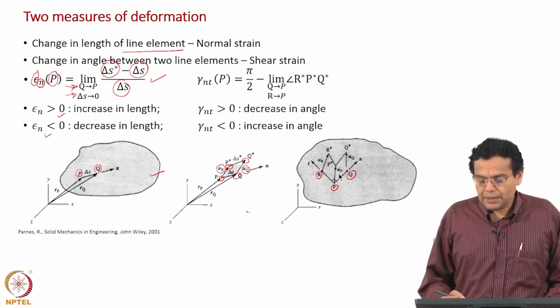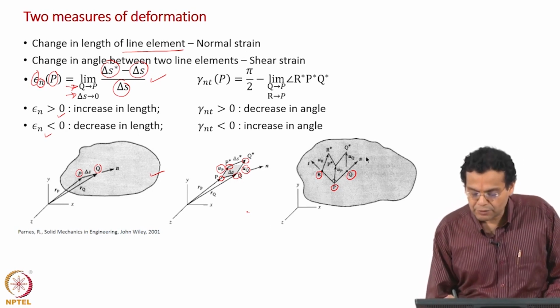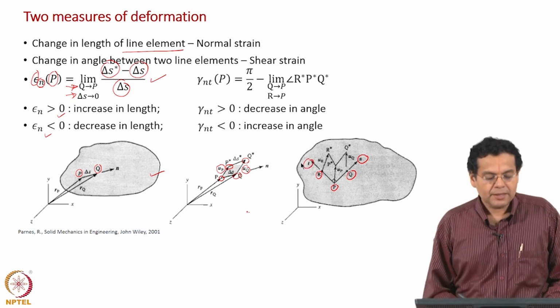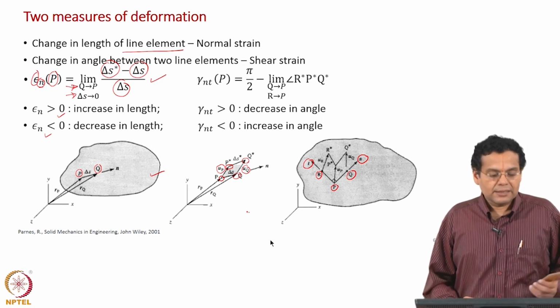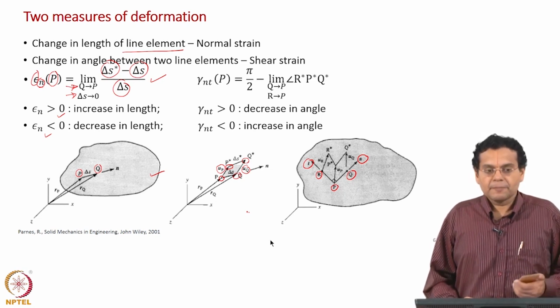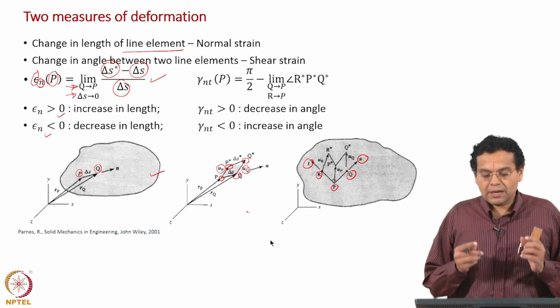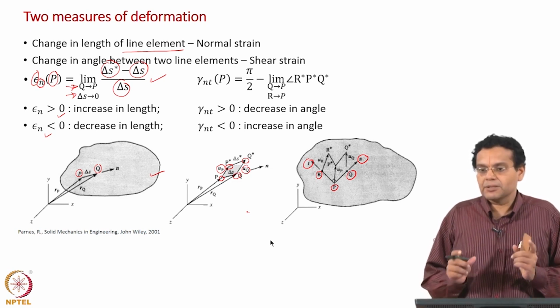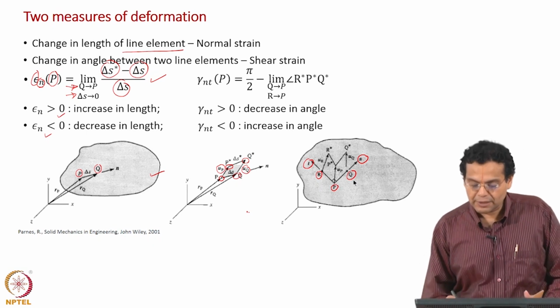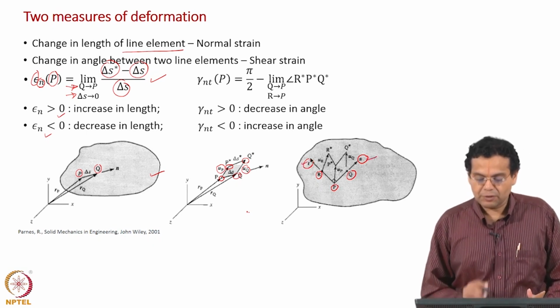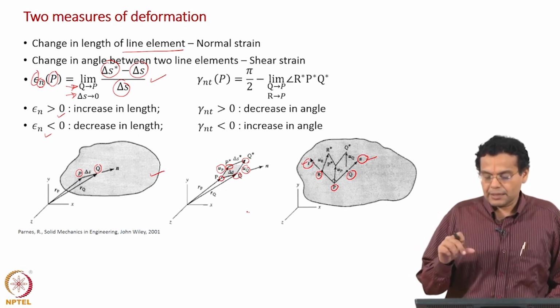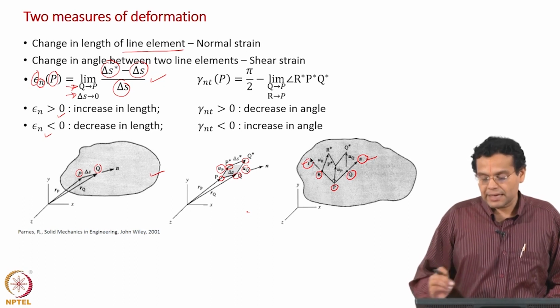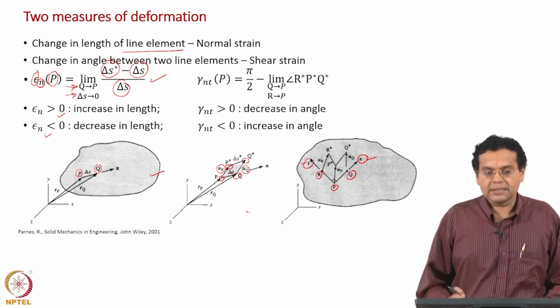Now, P R can have one direction, P Q can have one direction. That is why we have 2 directions, n and t. For the case of normal strain, there is only one line element, so only one direction is enough. That is why we denote it by epsilon n. But when you come to shear strain, you are talking about the angle between 2 line elements, which means 2 directions are required. So, what have we done? We have taken line elements P R and P Q along directions n and t, and the angle between them is 90 degrees.